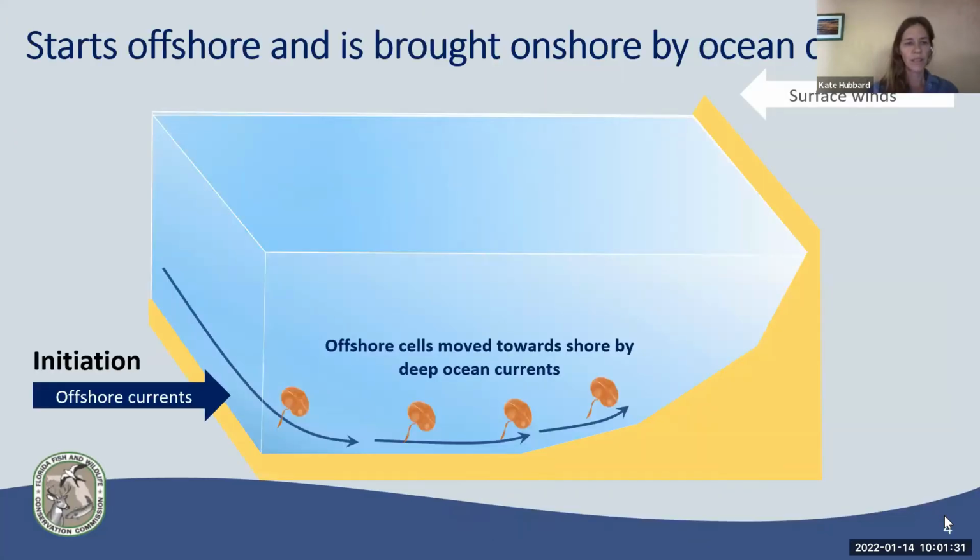Just to give another depiction of this, this is a 3D view of the coast. When we have those cells that are starting offshore, we have the ocean currents that are transporting them near shore up onto the shelf. And we have surface winds that are involved as well. Next slide.